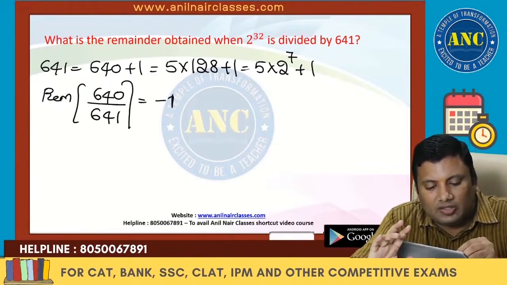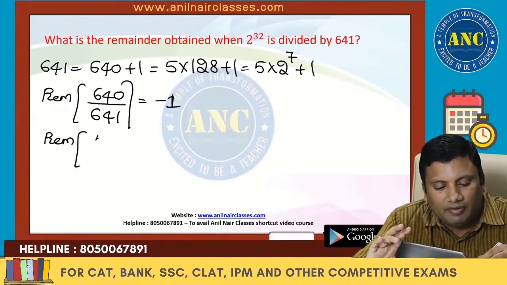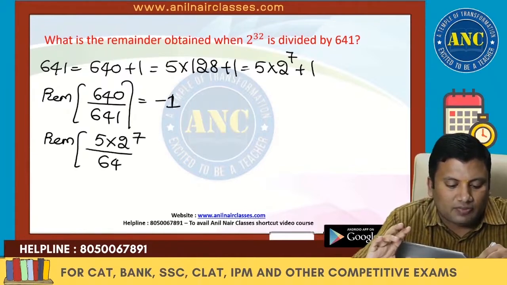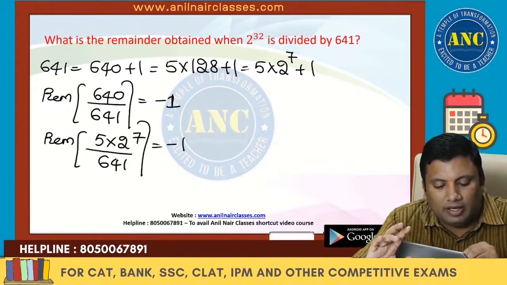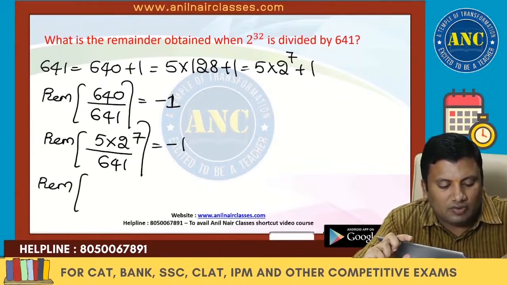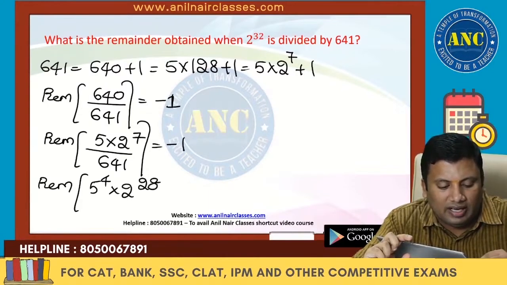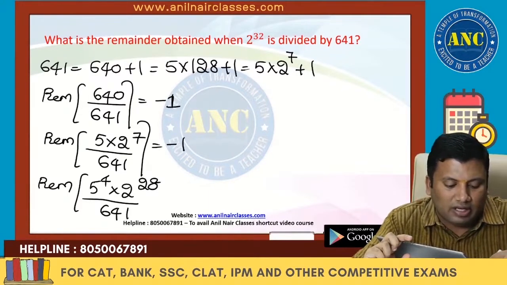641 ones are 641, it is minus 1. These are nothing but 5 into 2 power 7 divided by 641, these are nothing but minus 1. Do power 4 on both the sides. So this will become 5 power 4 into 2 power 28 divided by 641.